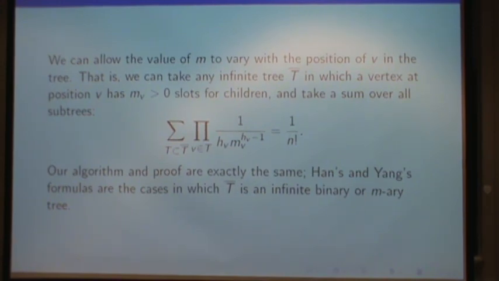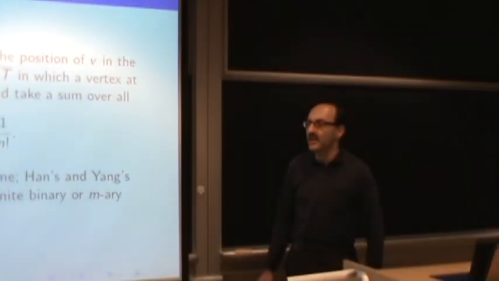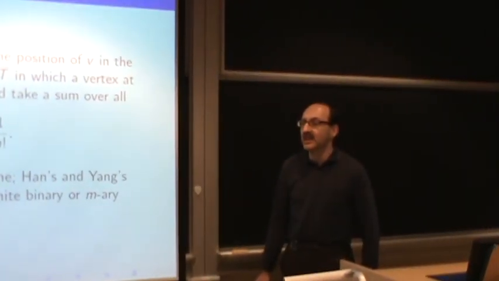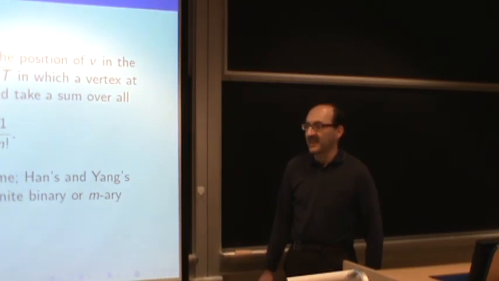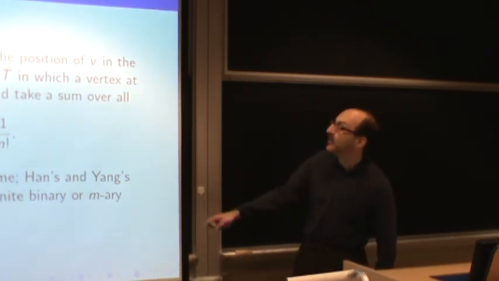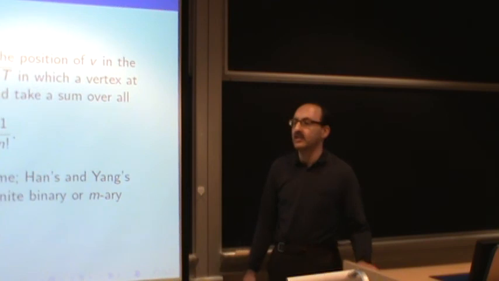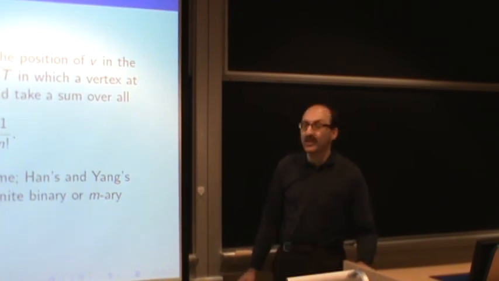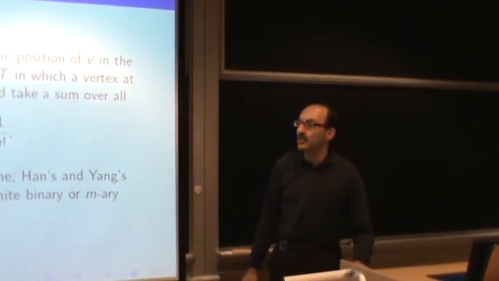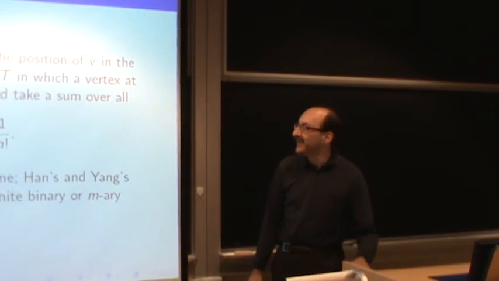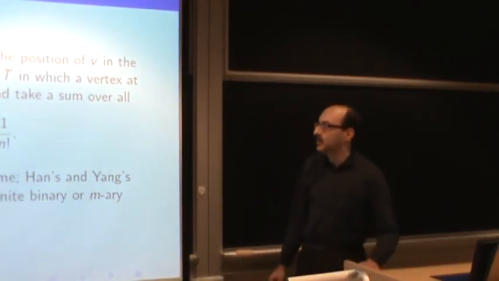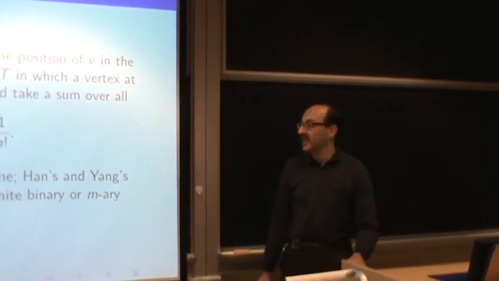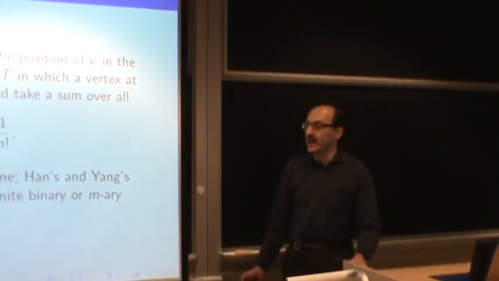So you had that proof of Yang's? Yes, he proved Yang's. This proof is in his paper, and it's also in ours, because the proof is exactly the same. It's just we use m sub v instead of m. Sagan's and Yang's formulas are the cases in which T bar is an infinite binary or an infinite m-ary tree.